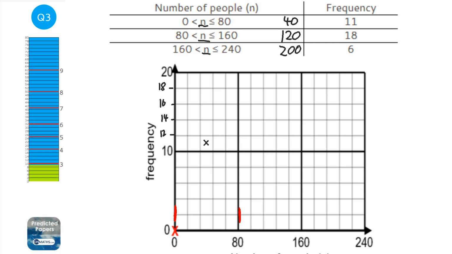Okay, so 120 is halfway between 80 and 160, and it's going to be 18 tall, which will be here. And 200 is going to be up to 6. So let's plot these: 8, 6, 4, 2. And so 6 is going to be here. Now we haven't finished yet. We do need to join them up with straight lines. So let's just do that to finish off the question. And there we go. That is a frequency polygon.